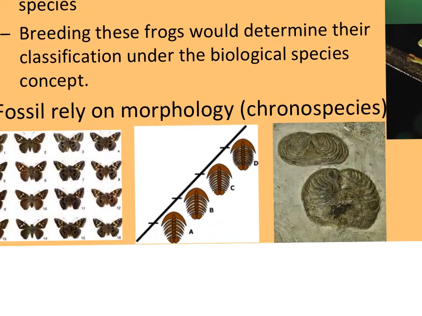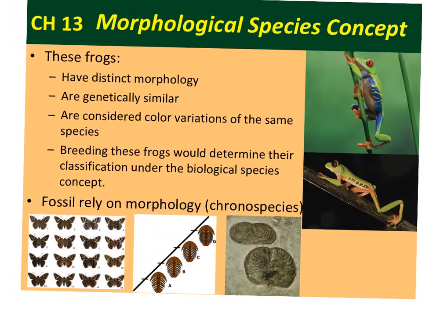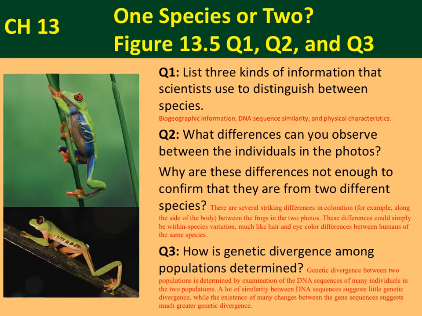And then, of course, morphology is all we have for fossils. So these are trilobites over a period of time on an axis. And they look very similar. Are they the same species? We would call them chronospecies. There might be millions of years between each group. So the morphospecies concept is sometimes all we have, but it can be very misleading.